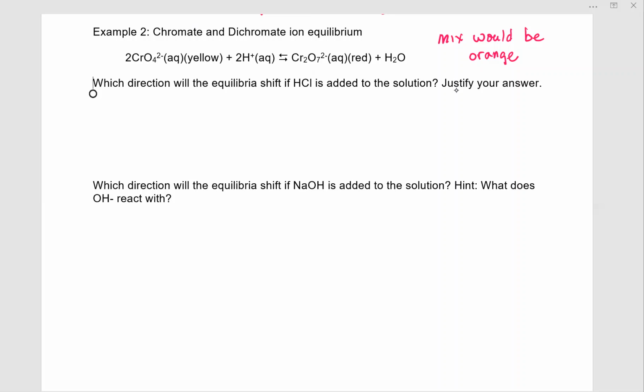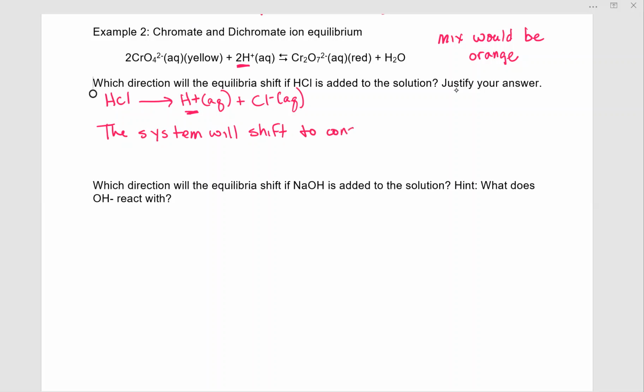All right, so we've added extra H plus because we know that HCl dissociates 100% to form H plus aqueous and Cl minus aqueous. We do not care about the chloride ion, but we do care about the H plus because we see it's right here, okay? The system will shift to consume the added H plus.